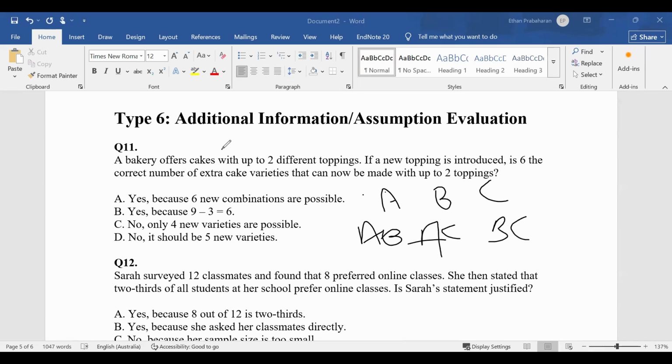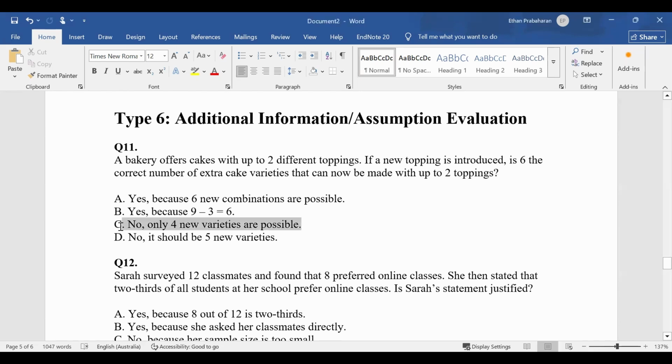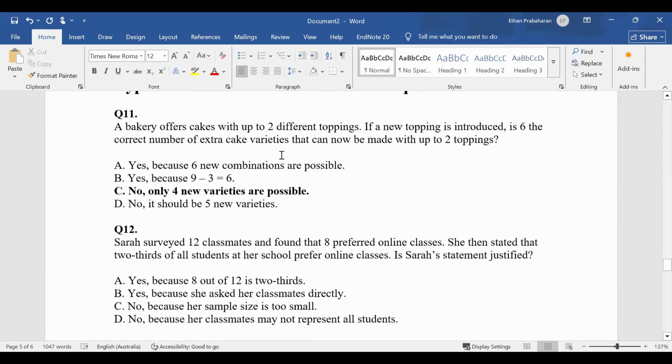Now, if you introduce a new topping and you have topping D, now your new toppings can be D by itself and then D with each of these 3 things. If that makes sense. DA, DB, and DC. So then there'll be 4 new toppings. And so maybe C is the answer there. But it's not that it's clearly an incorrect question, because I've just assumed out of thin air that there were 3 toppings choices, and they should probably specify that in the question.